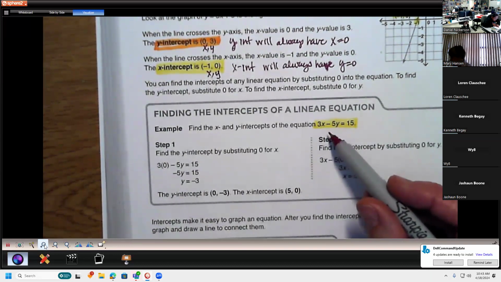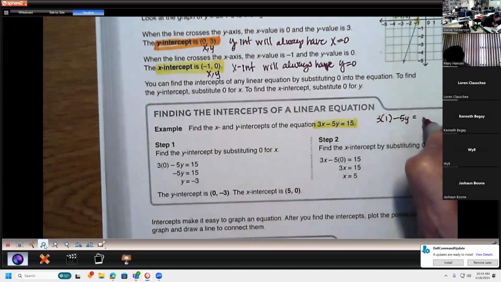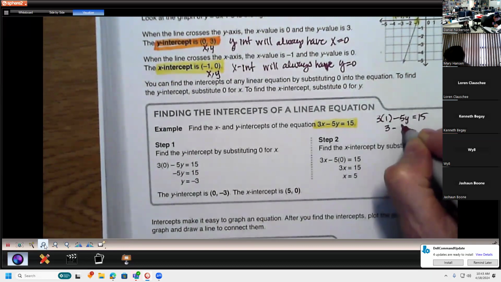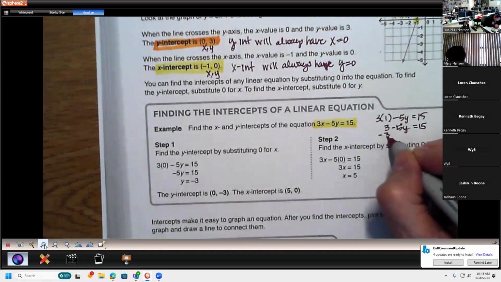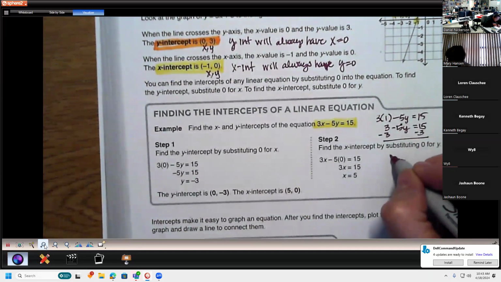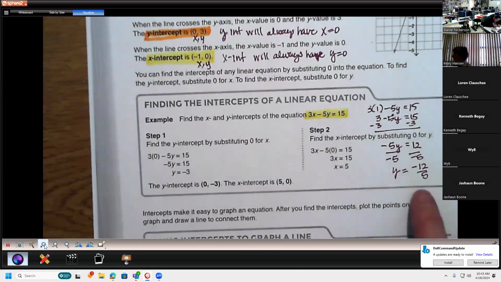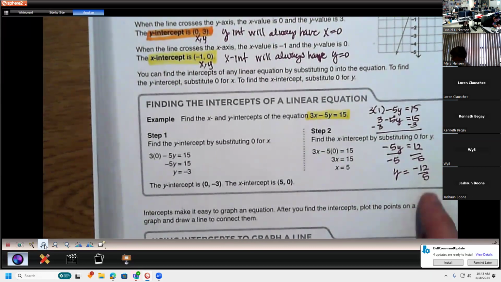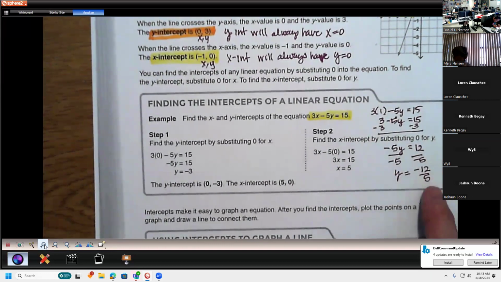Because if I were to say, I'm just going to pick 1 for x, if I put 1 in for x, that means I have 3 minus 5y equals 15. I would subtract 3 from both sides and I'd get negative 5y equals 12. And then I would divide by negative 5 and I would get y equals the fraction negative 12 over 5, which is a real bummer to graph. So it's really hard to pick a number for x that you know is going to work out to something nice.